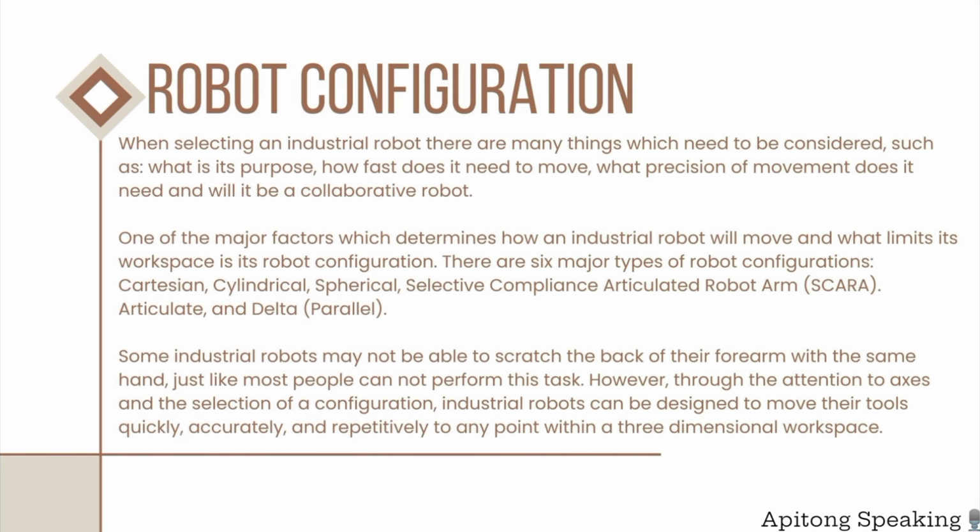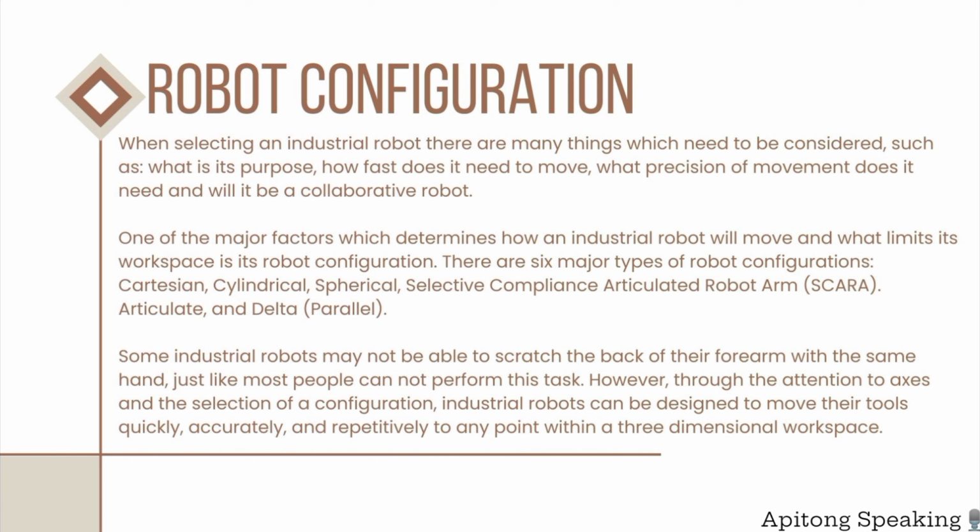Robot configuration. When selecting an industrial robot, there are many things which need to be considered, such as what is its purpose, how fast does it need to move, what precision of movement does it need, and will it be a collaborative robot? One of the major factors which determines how an industrial robot will move and what limits its workspace is its robot configuration.